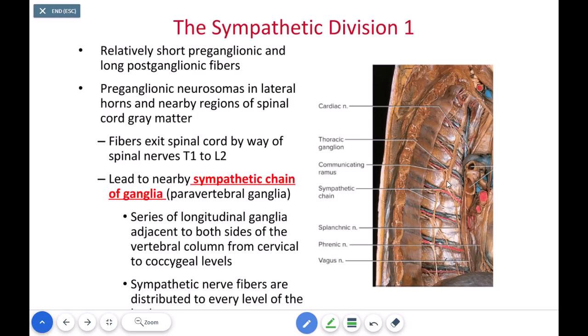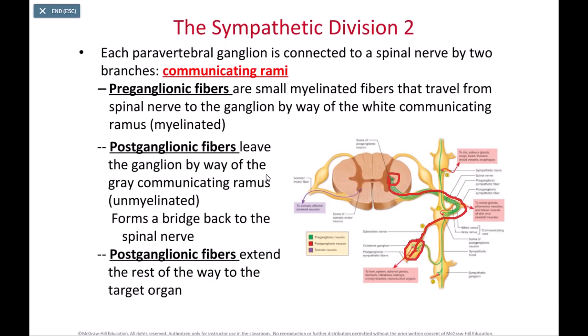So we have the ganglia, which are the bulges. And then those ganglia are going to be connected by nerves. Those nerves that are going to connect the ganglia are called rami, sometimes also called communicating rami. And as we look at those rami, or communicating rami, of the sympathetic chain ganglia, there's a couple different paths of travel that the signal can take.